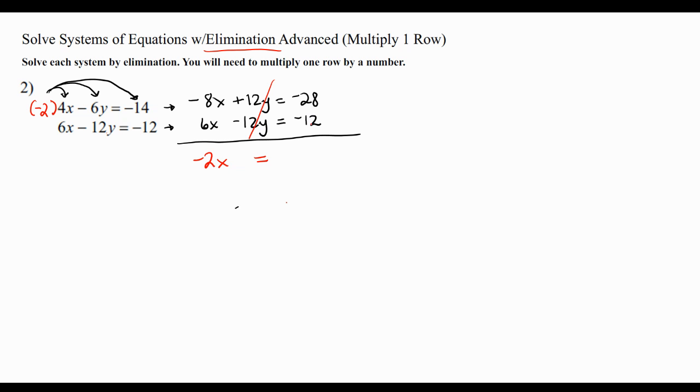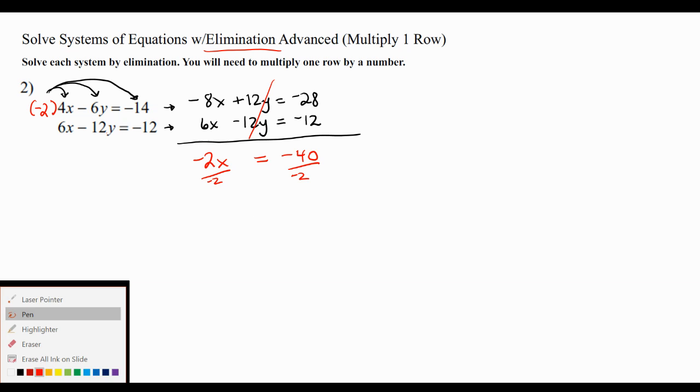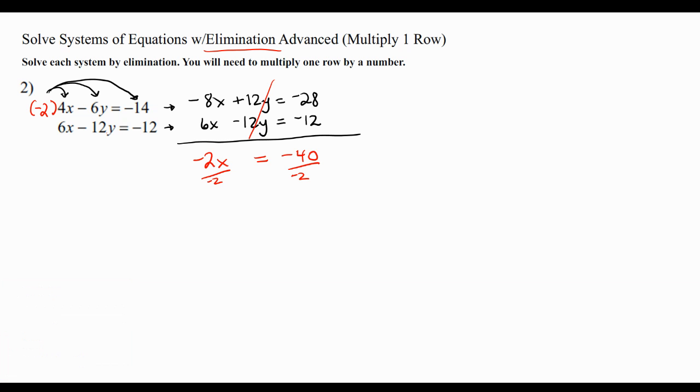28 negatives and 12 more negatives is 40 negatives. Okay? And we're just going to divide through by that -2. You do have to watch your signs. So if you got something wrong in this work, a lot of times it's just your signs. So if you're trying to find your error, just watch your signs. So a -40 divided by a -2 is a positive 20.